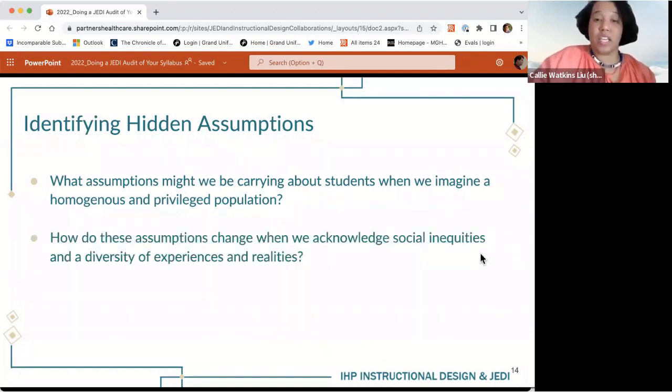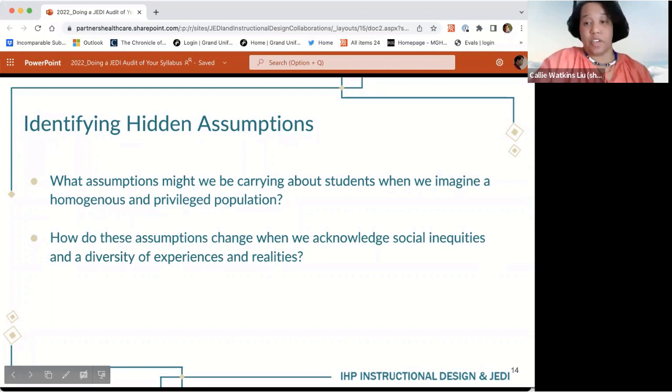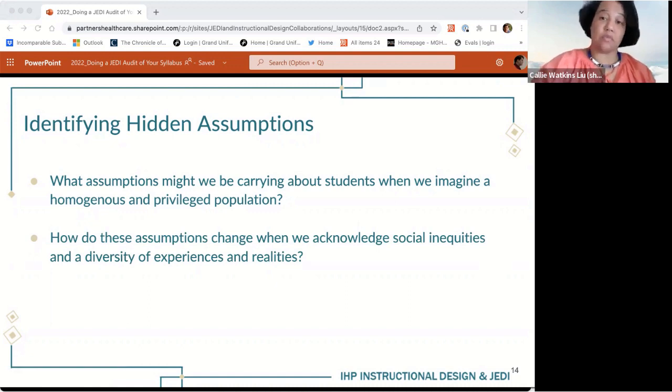How do these assumptions change when we acknowledge social inequities and a diversity of experiences and realities? How do these assumptions change when we acknowledge neurodiversity? How do these assumptions change when we acknowledge the racial disparities and racism that happen? How do these change when we're acknowledging differences in resources? What kinds of assumptions change when we acknowledge all of these different things that we know exist in society and are also existing within our students?